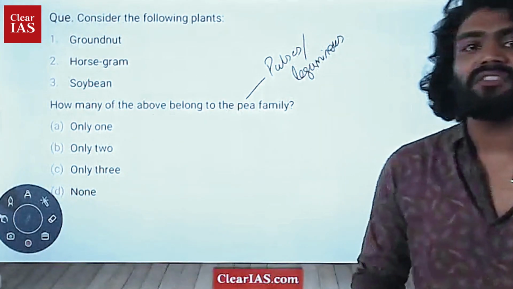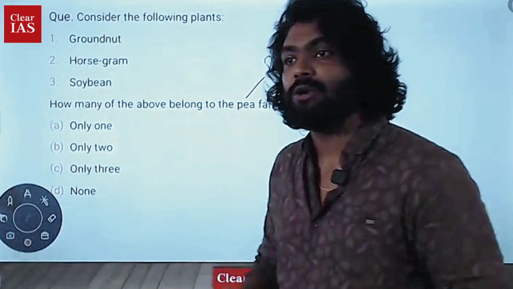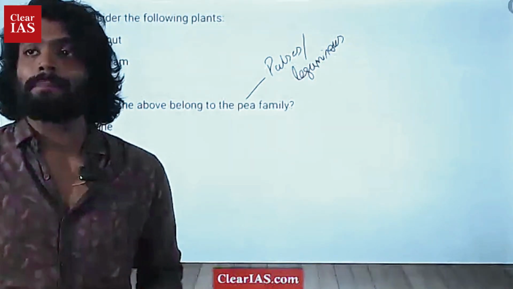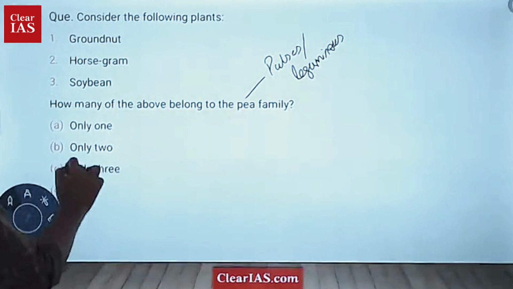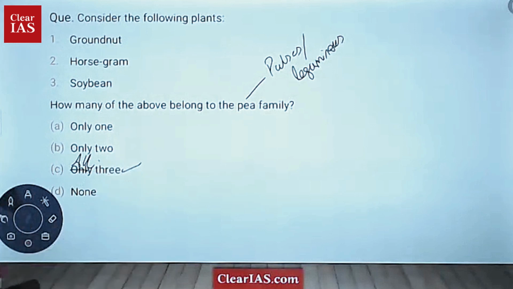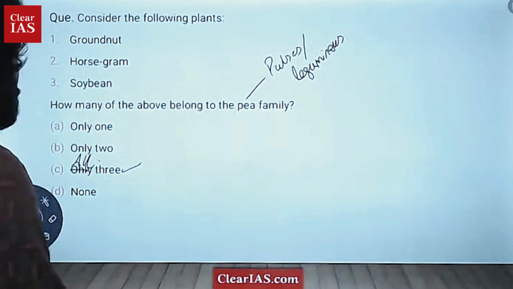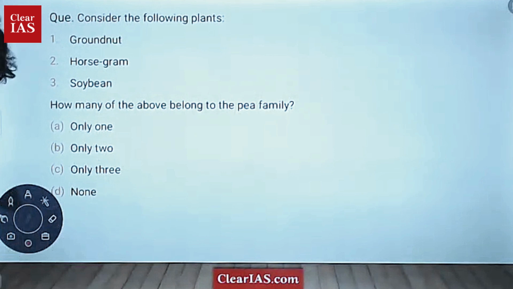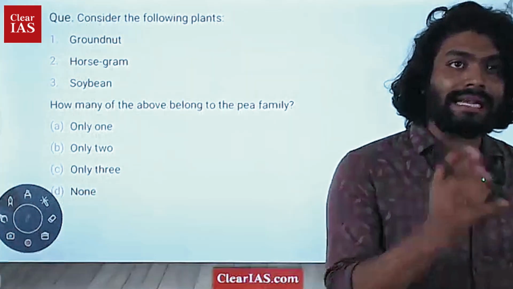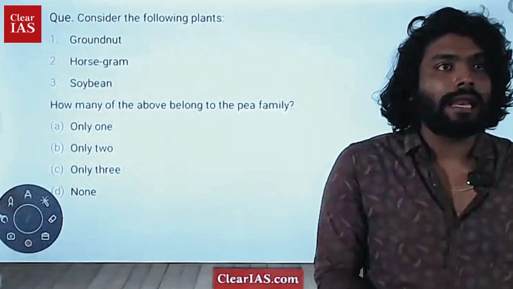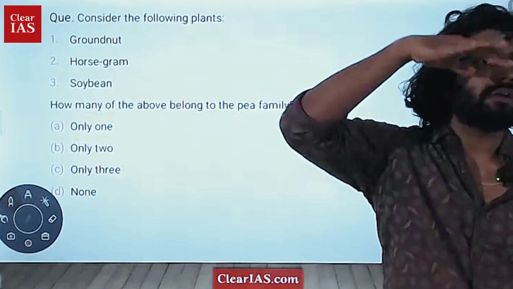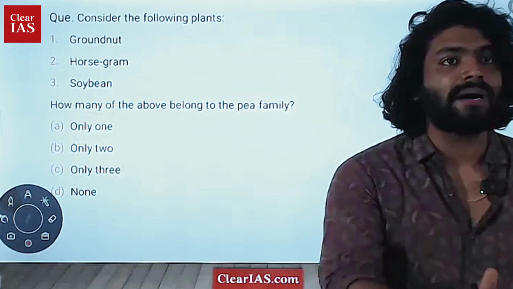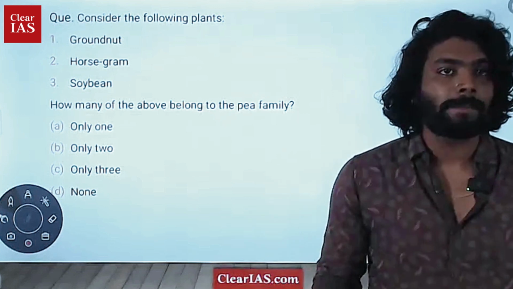Groundnut, horse gram, soybean. Which of them actually belong to the pea family or the leguminous plants family? Mostly leguminous and pulses family. The answer is all three. All three actually belong to the pea family. They are actually leguminous. Okay. Again, very simple question. Again, look at how UPSC is alternating the type of questions from the same topic. Leguminous plants or peas, nitrogen fixing plants. Again, the topic stands tall, but the question is more specific regarding a particular plant or particular species. Okay.